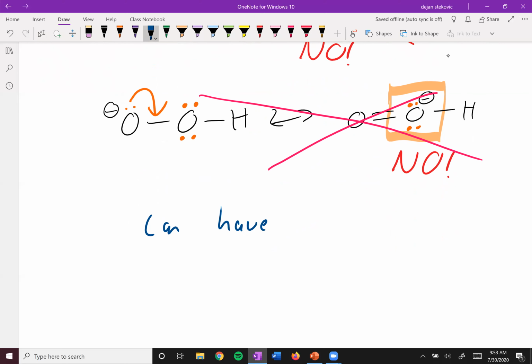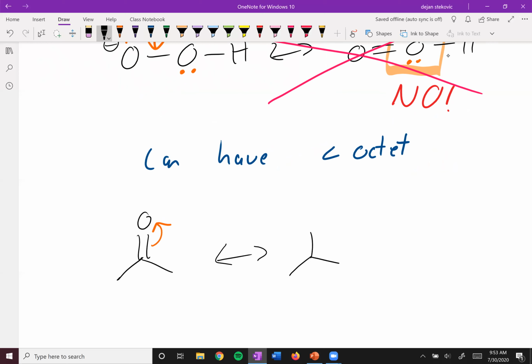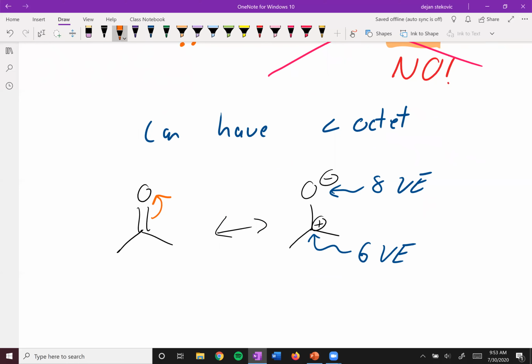Having less is okay. So we can have less than an octet. So for example, if we had this compound right here, we could move the electrons in this pi bond onto this oxygen to draw a resonance structure and end up with something like this, right? This oxygen still has 8 valence electrons, but now this carbon here only has 6 valence electrons, right? There's no hydrogens attached. That's okay.